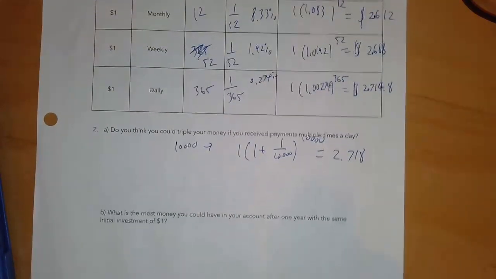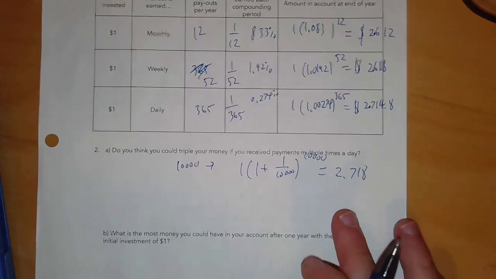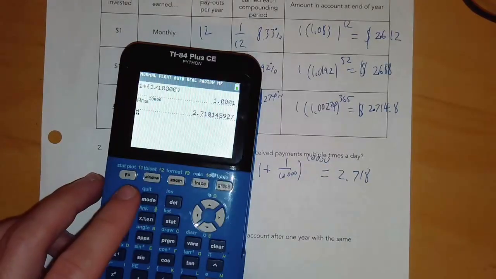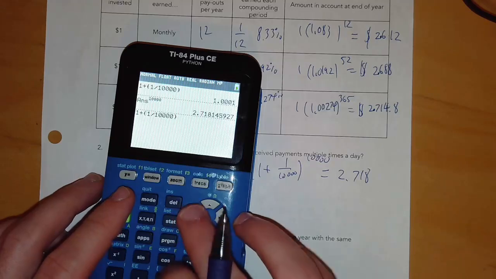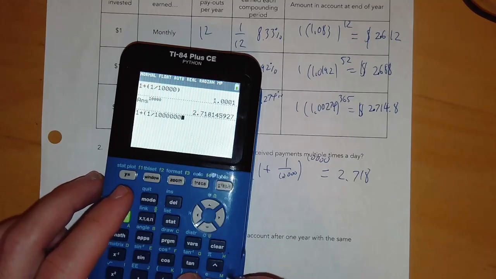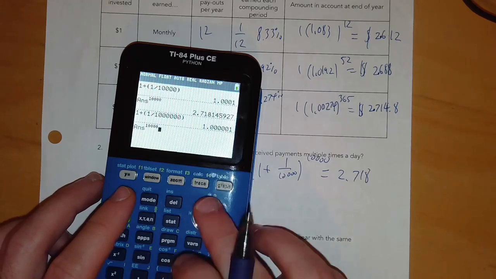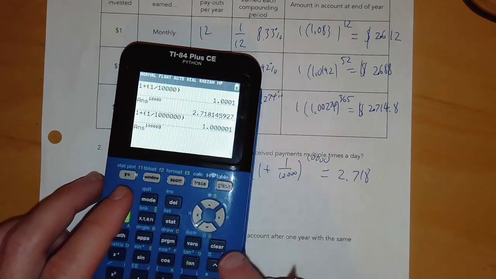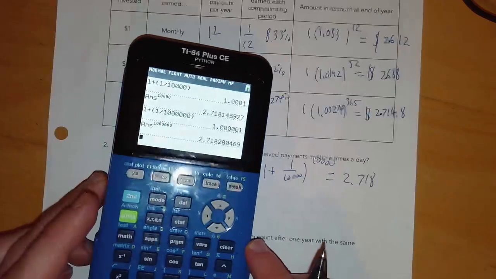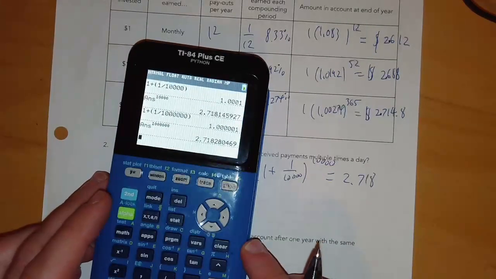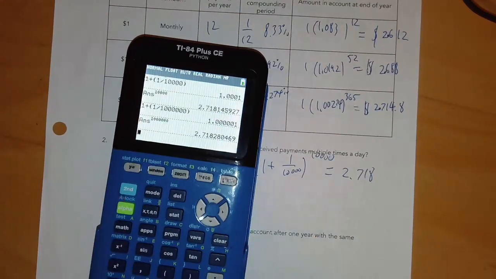You could follow the same pattern and just keep going bigger and bigger. I could do 100,000 with the same thing, or a million even. So a million, why not? I could raise that to the power of a million, and I get the same answer. So the answer is no, we're not going to get to 3.